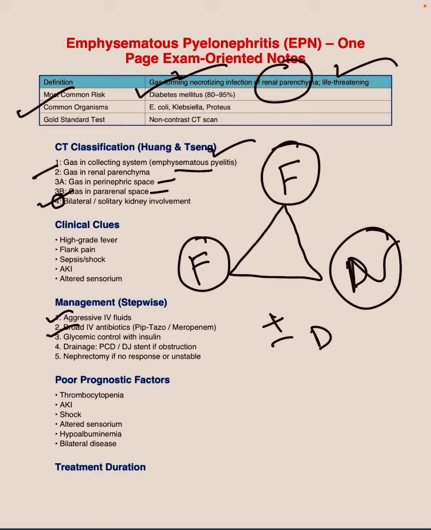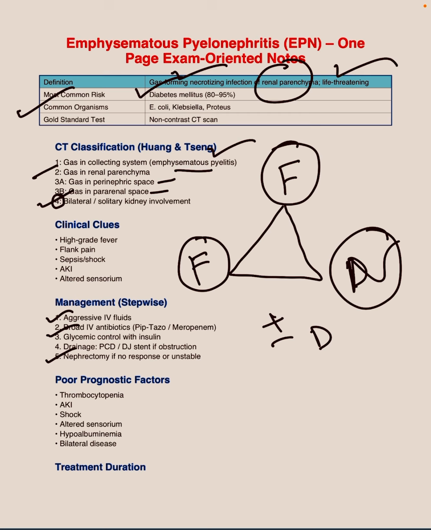Surgical treatment depends on CT classification and clinical condition. Percutaneous drainage can be done. In case of class 1 to class 3 with hemodynamic stability, we can do percutaneous drainage, and if there is any obstruction, then percutaneous drainage may be needed.